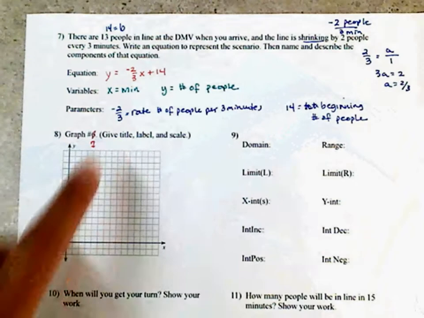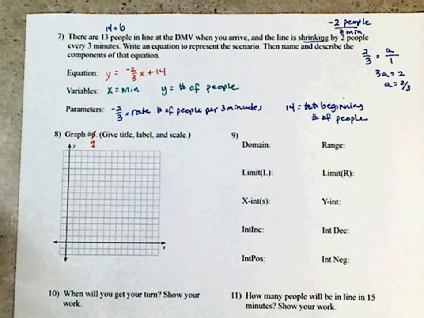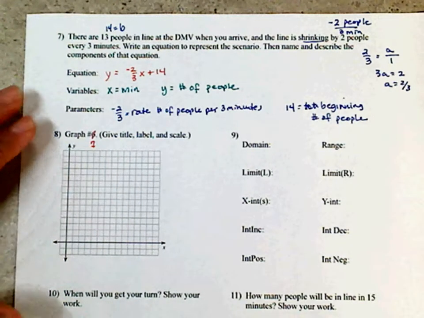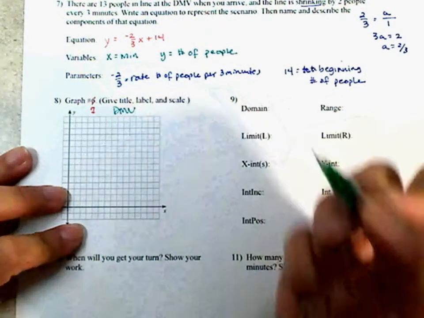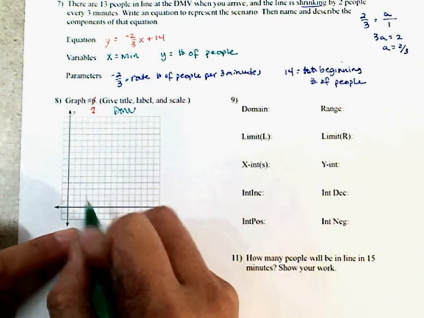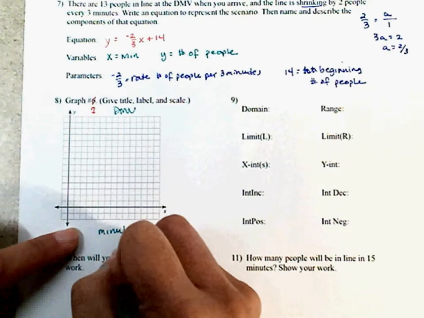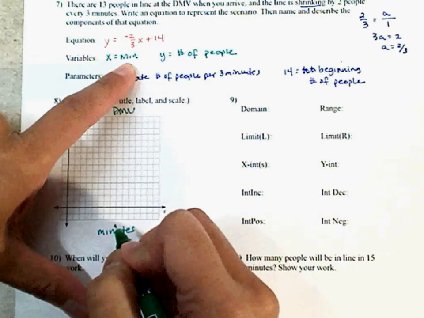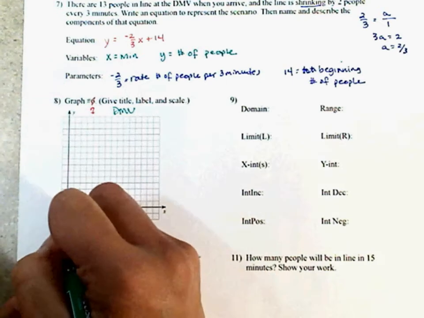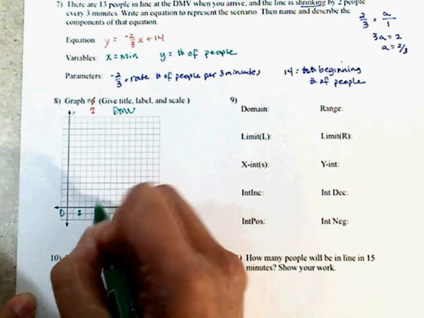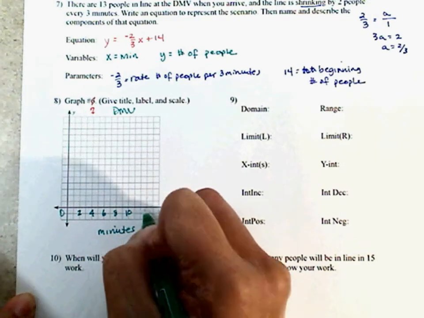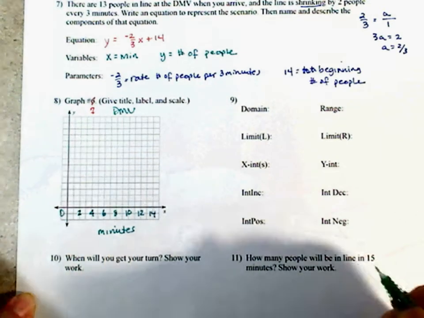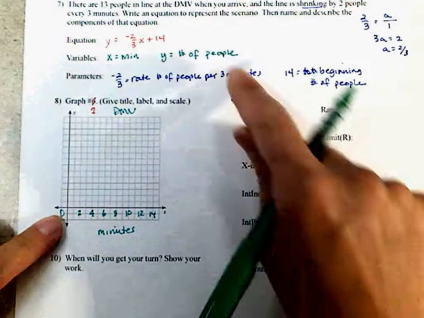All right. Now we can go ahead and do our graph, knowing that you have the equation, okay? We'll call this DMV, and right down here is going to be our minutes. And how do I know that? Because that's what I said my variables were. This will always be 0, 0. And for your minutes, let's just go ahead and do 2, 4, 6, 8, 10, and that'll make it easy for us. All righty. And your y is going to be the number of people.